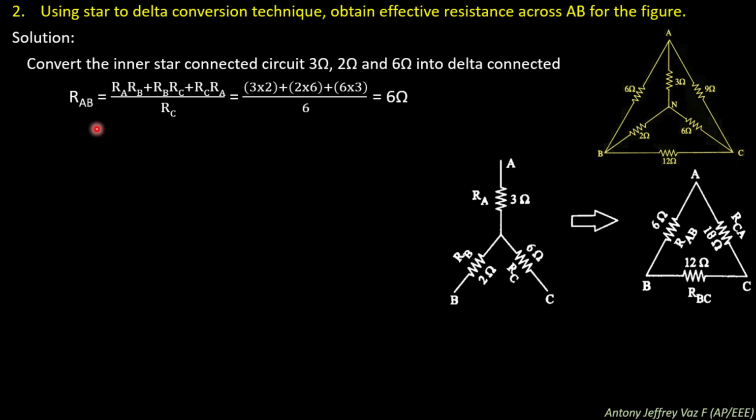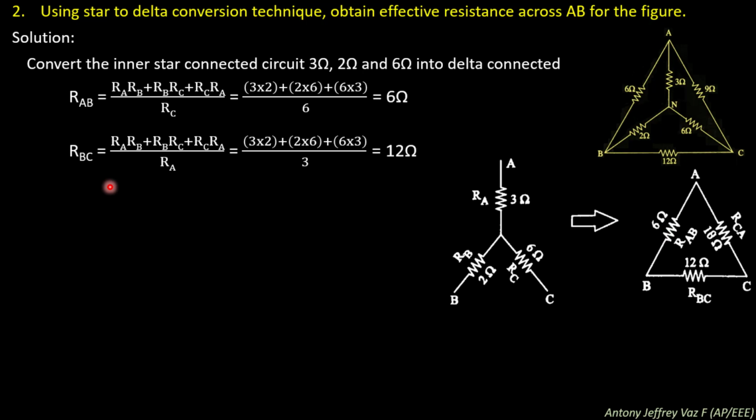So first we are going to find the resistance RAB. To find this, the formula is RAB equals RA plus RB plus RA RB divided by RC. Substitute all the values. You know RA is 3 ohm, RB is 2 ohm and RC is 6 ohm. So substitute all the values and you will get 6 ohm. So you can write RAB is 6 ohm.